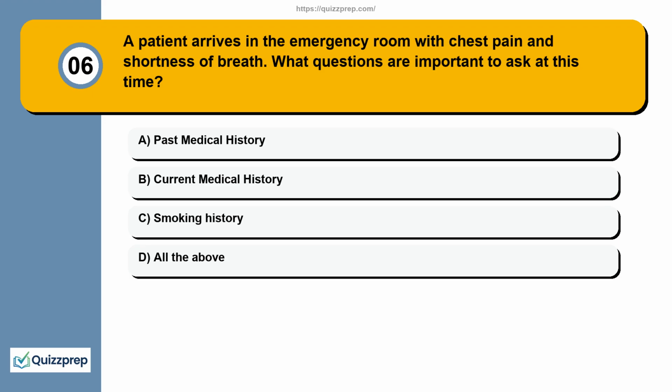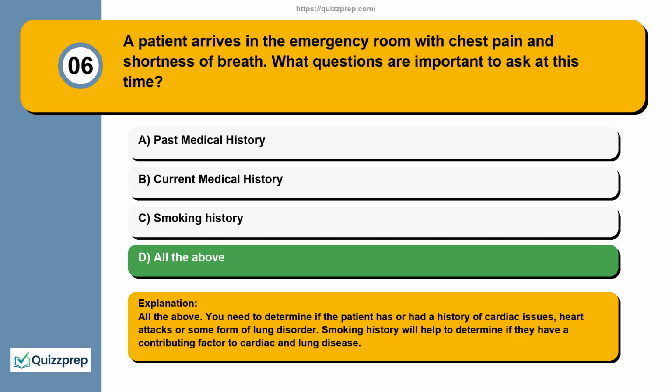Question 6. A patient arrives in the emergency room with chest pain and shortness of breath. What questions are important to ask at this time? Past medical history, current medical history, smoking history, all the above.